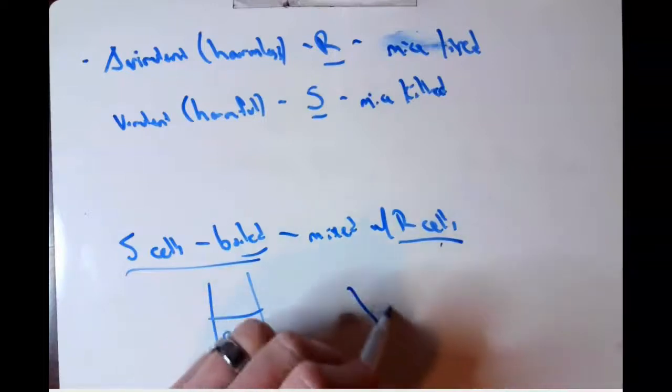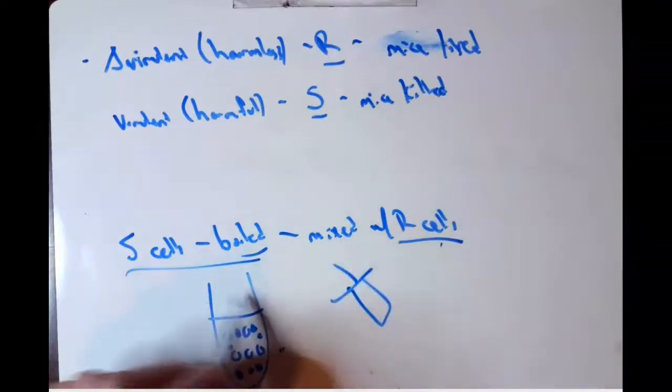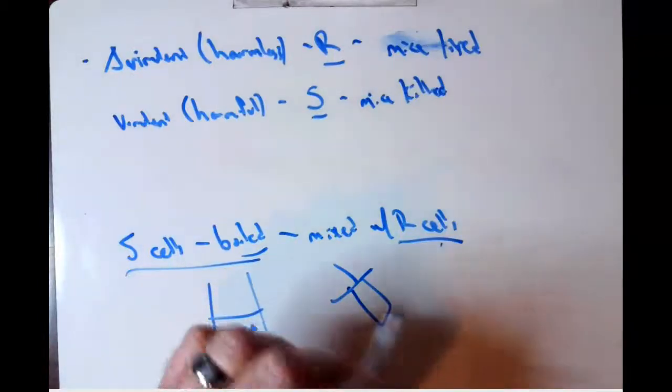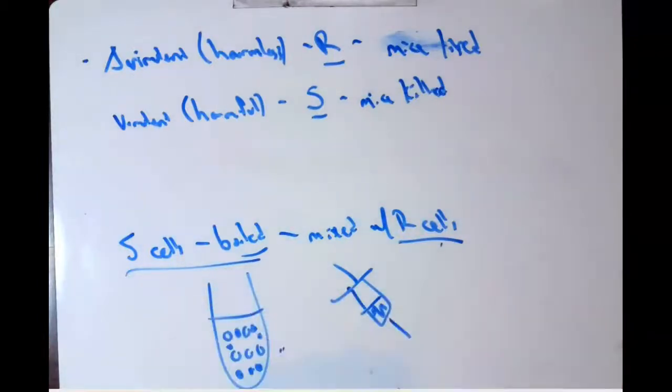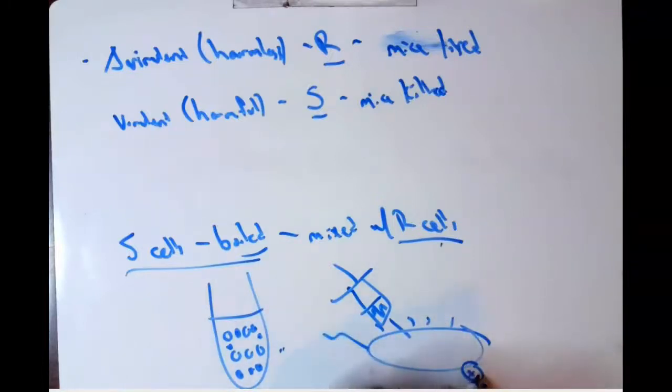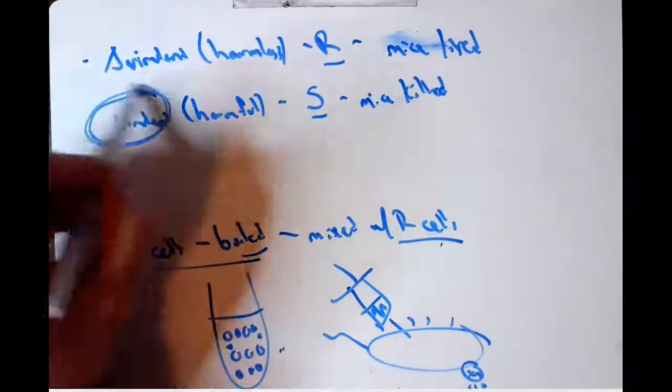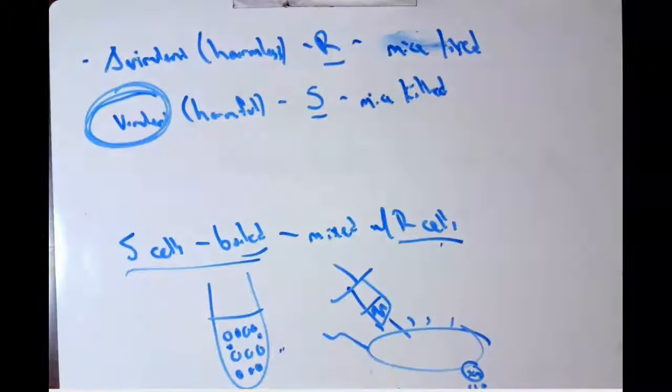So he did that experiment. He loaded those heat-boiled S cells with living R cells. He loaded them into a syringe, and he injected that into a mouse, and lo and behold, the mouse died. Why? Well, what Avery quickly realized was that information was somehow being transferred. What information? The information for virulence.